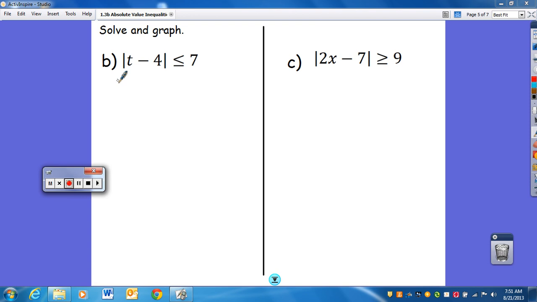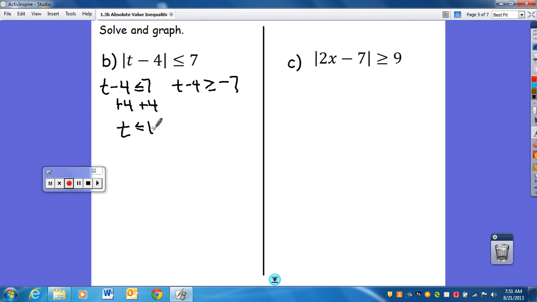Next example, again making sure that our absolute value is by itself, and it is, so we'll set up our two cases. T minus 4 is less than or equal to 7. T minus 4, flip the sign, is greater than or equal to -7. So solving, we do the opposite operation by adding 4 to both sides, and we have T is less than or equal to 11. In this situation, we're going to add 4 to both sides, and we have T is greater than or equal to -3.